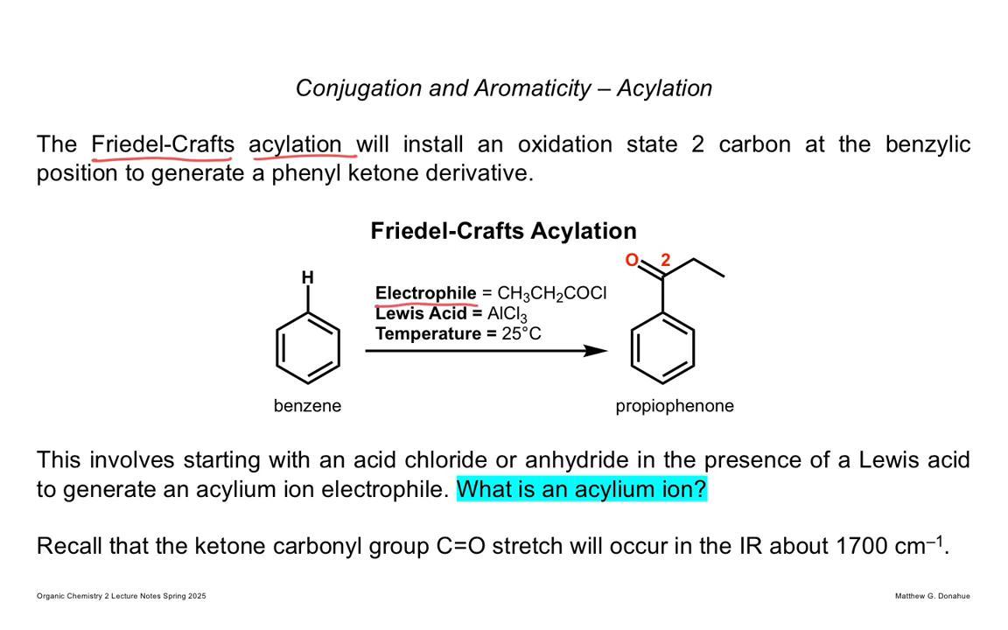If you look at the electrophile here, that structure, we have 3 carbons, and then it's an acid chloride. The oxidation state of the carbon is 3. Everything, including the carbonyl part of that, is called the acyl group. So an acylation is putting on the acyl group to the ring.